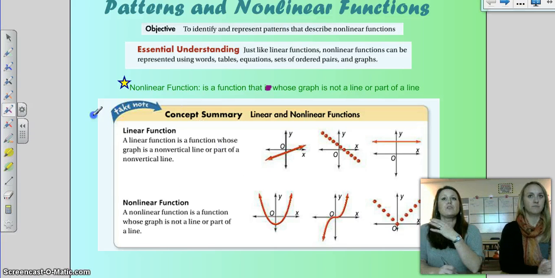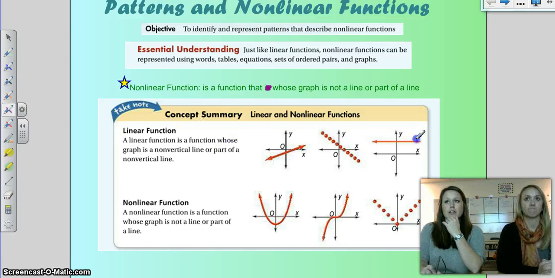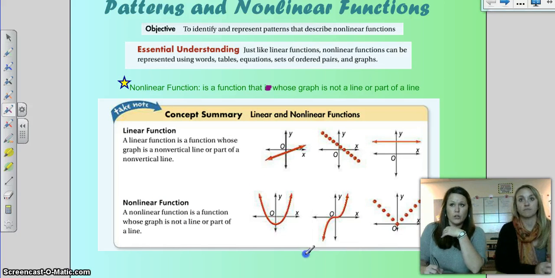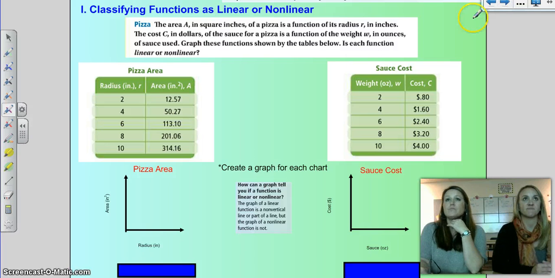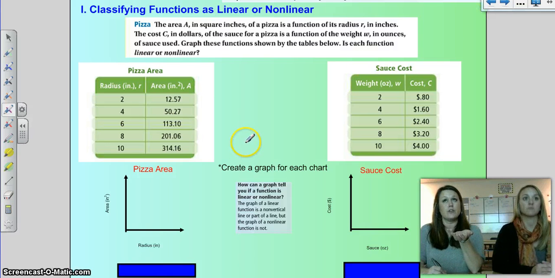All right. So here's a linear function. Line, line, line. Here's a nonlinear function. Not a line. A U, a squiggle, a V. Not lines. Those are not straight. Well, this has straight lines, but again, you can't have two. Correct. All right. So classifying functions as nonlinear or linear.